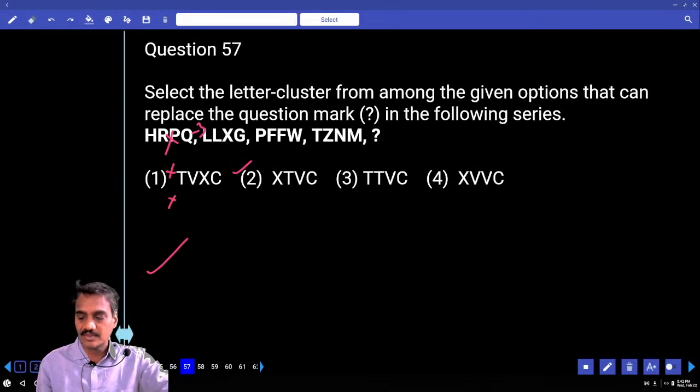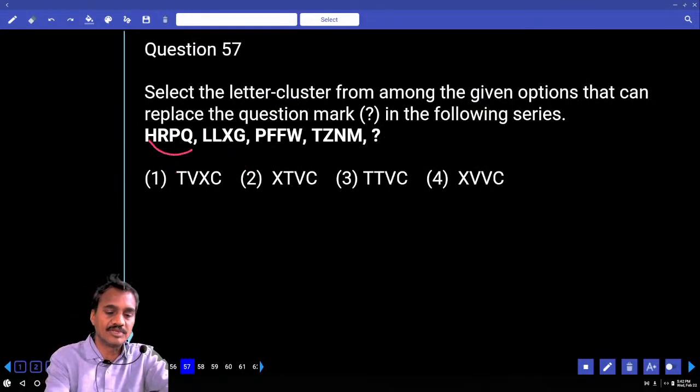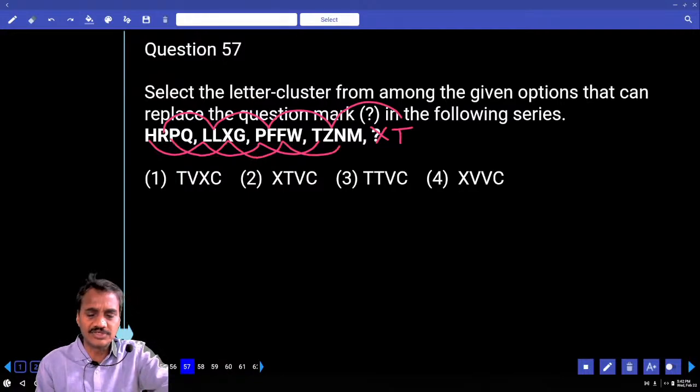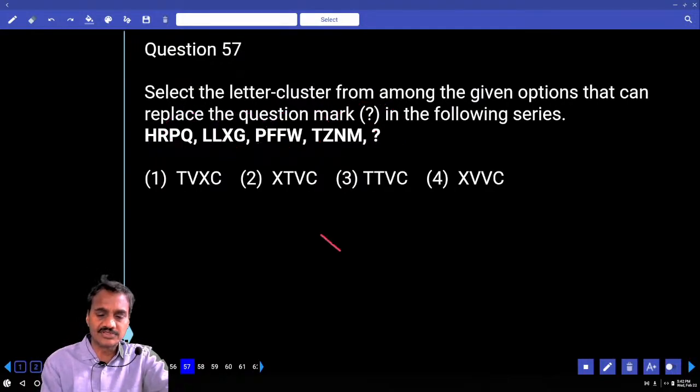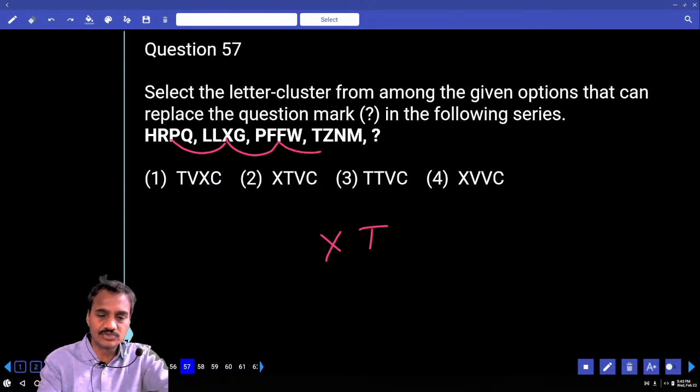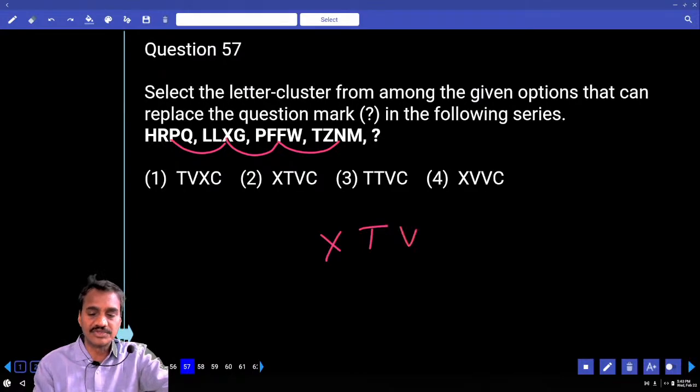Then 57, and again letter series. H plus 4 plus 4 plus 4, first letter is X. R and L, 18 and 12, minus 6, minus 6, minus 6, 26 minus 6 is T, XT. And P and X, 16 and 24, X and T are the first two letters. 16 and 24 plus 8, 24 and 32 plus 8, and next one 32 plus 8. TXTV.